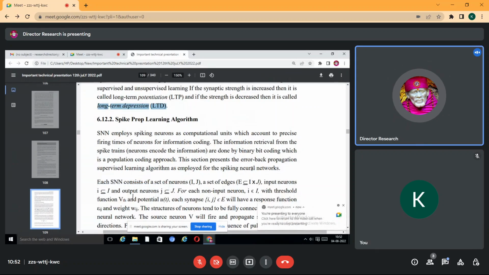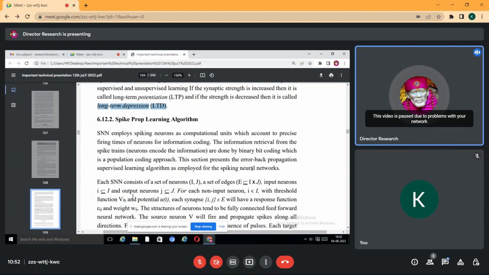Spike prop algorithm, a learning algorithm. SNN employs spiking neurons as computation units, which account for precise firing times of neurons for information coding. The information retrieval from the spike trains is done by binary bit coding, which is a population coding approach.